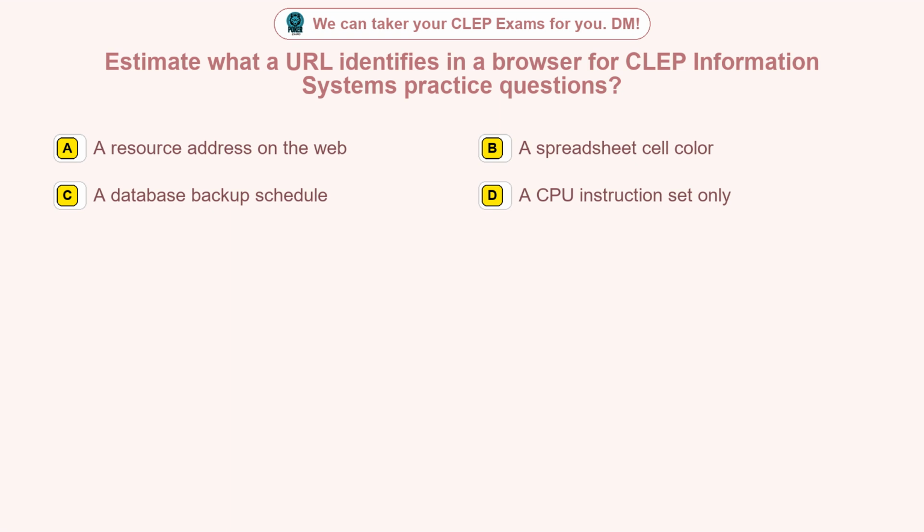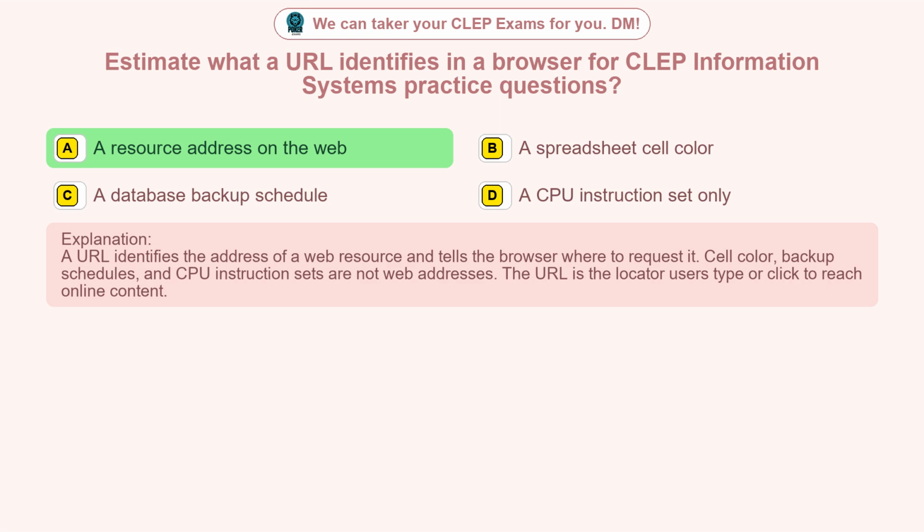Question 32. Estimate what a URL identifies in a browser for CLEP Information Systems practice questions. Option A, a resource address on the web. Option B, a spreadsheet cell color. Option C, a database backup schedule. Option D, a CPU instruction set only. The correct answer is option A, a resource address on the web.